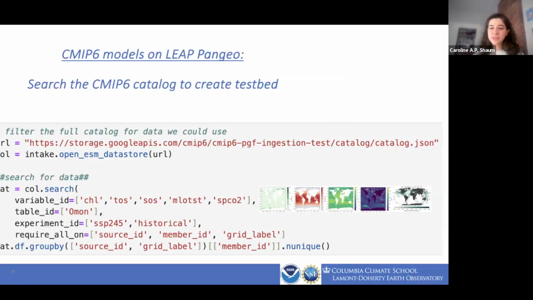To give a baby overview of what loading this model output would look like, it would take a code snippet basically just like this. You're able to search the LEAP Pangeo catalog, and you specify the variables you want. So for us, it was chlorophyll, temperature, mixed layer depth, PCO2, salinity, and you specify, I want ocean data monthly, I want these climate scenarios, and then we're able to get what models output the criteria that we need.